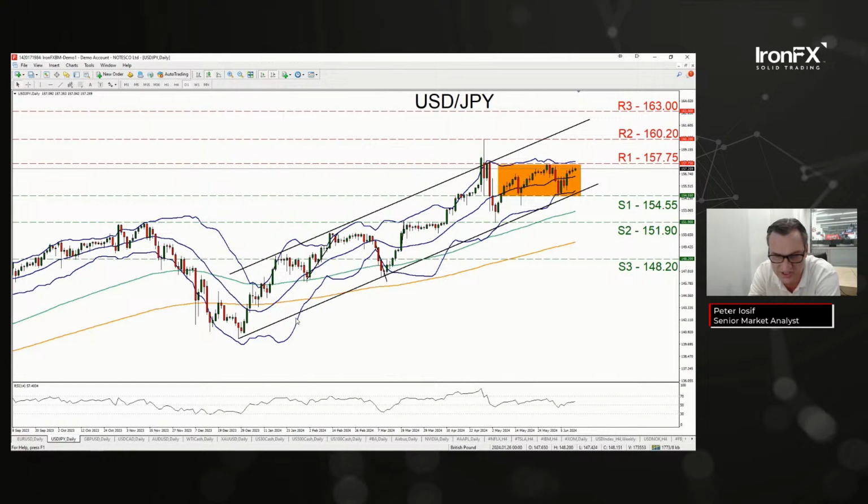That's a level which is marking an over 30-year high, if I'm correct. So it's a critical level. And in my opinion, any breach of the R1 could be a signal for the BOJ and the Japanese government to actually intervene in the markets once again. They did it before last month, so I wouldn't be surprised to see them doing it again this month.